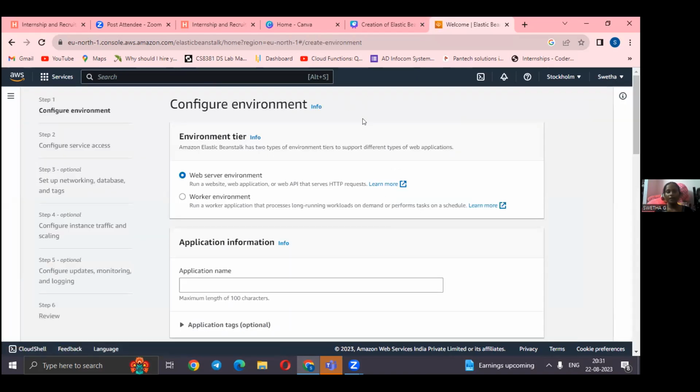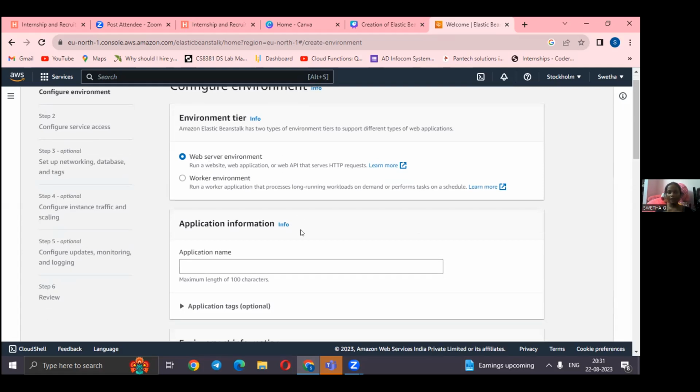This is the first step of creation of Elastic Beanstalk. The first step is configuring the environment. Under configure environment, we have the environment tier. Under environment tier, we have a web server environment and a worker environment. The web server environment is like the front end of a website. It is used to run a website, web application, or web API. The worker environment is just like a backend. It is used to run a worker application that processes long-running workloads on demand or performs tasks on a schedule. I'm choosing a web server environment because I am developing my front end.